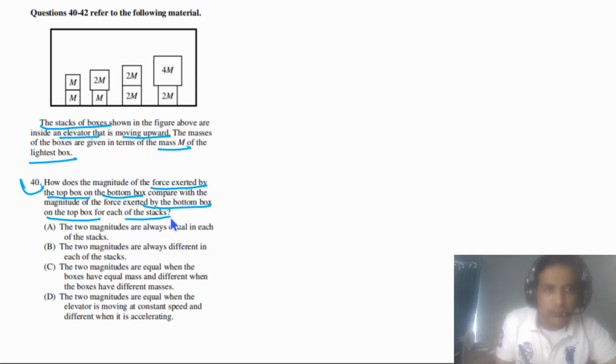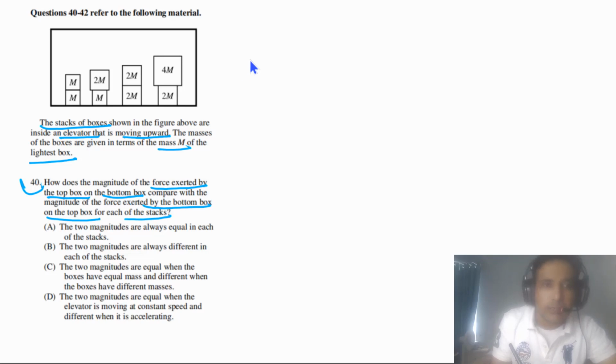Question 40 says the stacks of boxes shown in the figure above are inside an elevator that is moving upward. The masses of the boxes are given in terms of the mass capital M of the lightest box. How does the magnitude of the force exerted by the top box on the bottom box compare with the magnitude of the force exerted by the bottom box on the top box for each of the stacks?